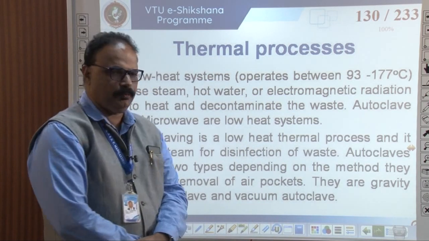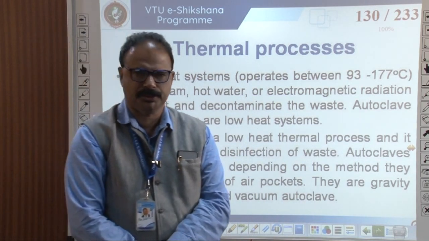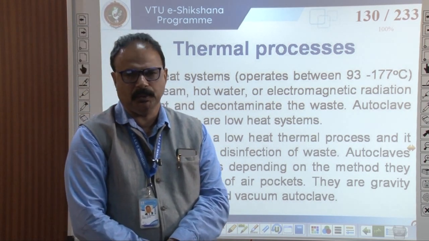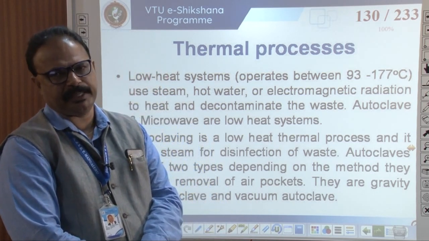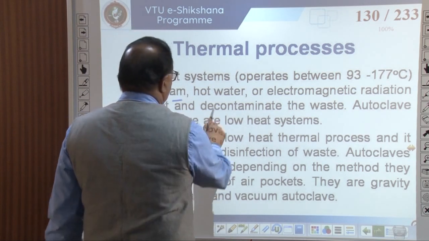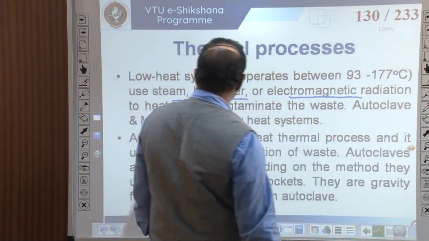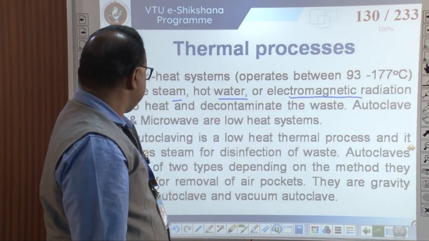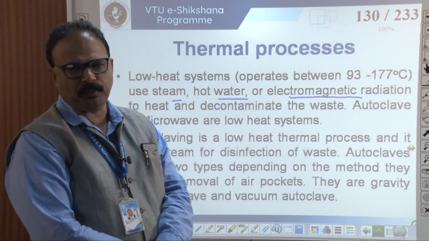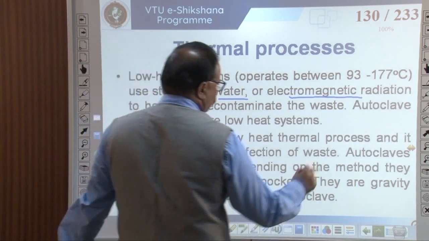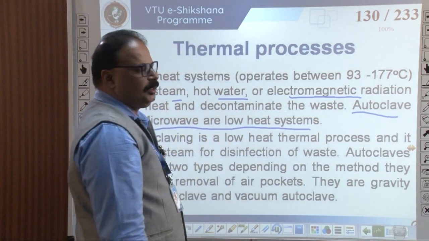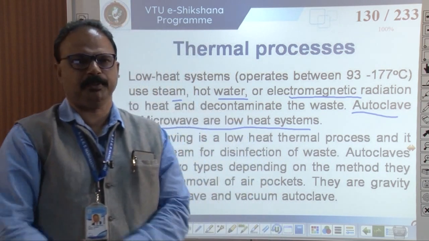And we go for another one, the thermal process. Second one, very, very important, the thermal process. There are low heat systems and high heat systems. Low heat system is about 93 to 177 degrees, using steam, hot water, electromagnetic radiation to heat and decontaminate the waste. Autoclave and microwave are the low heat systems in the thermal treatment process.